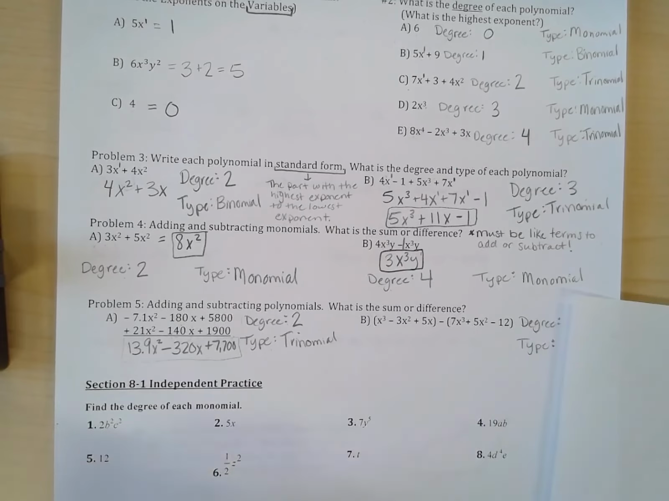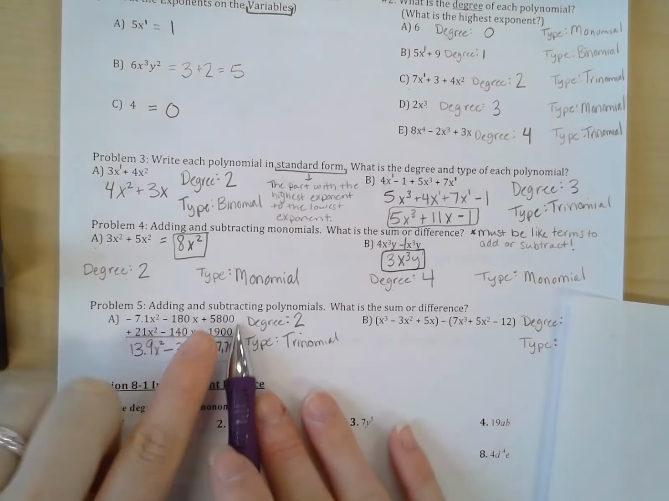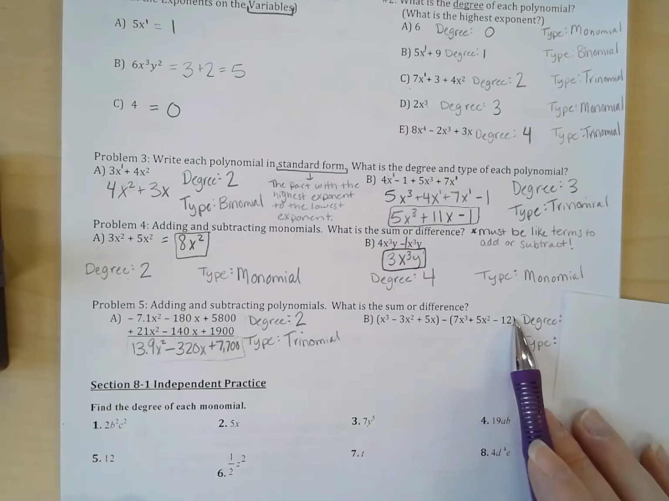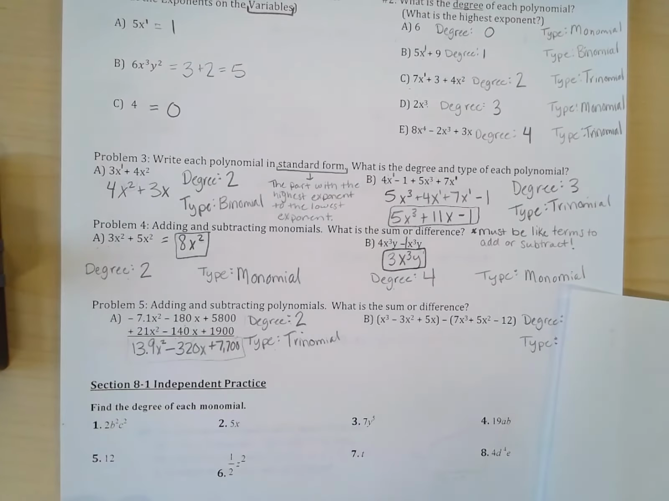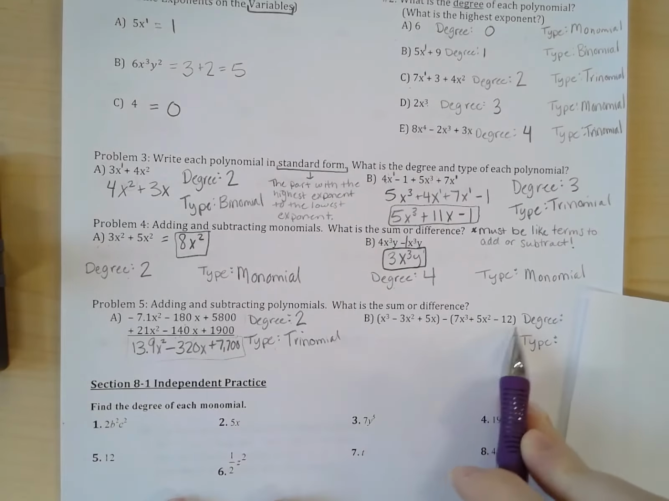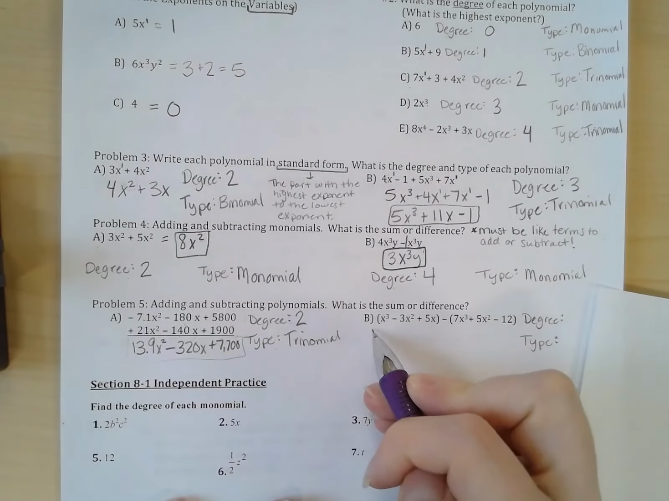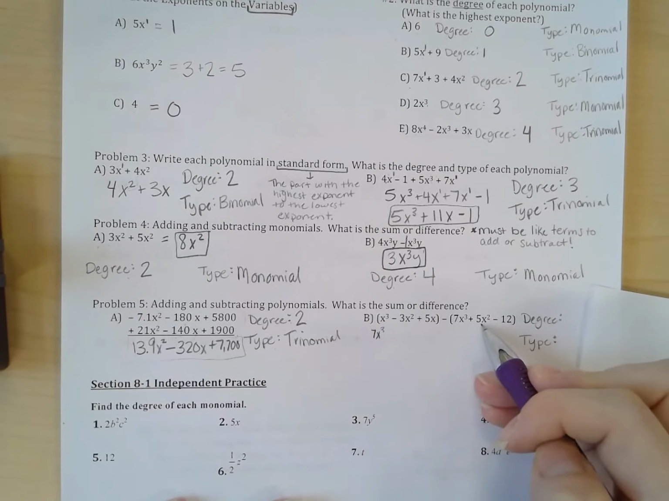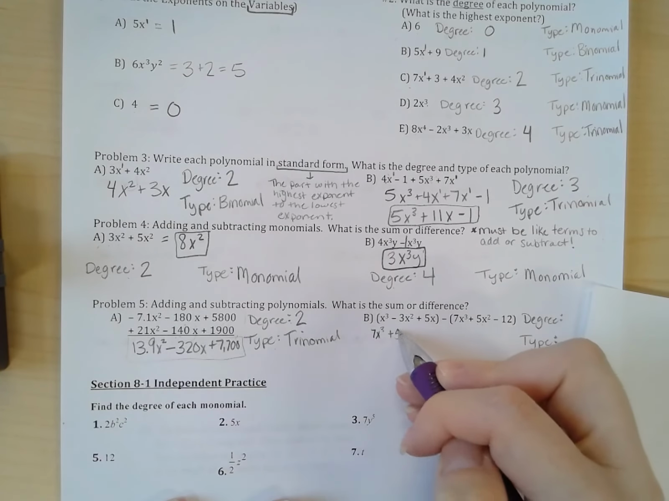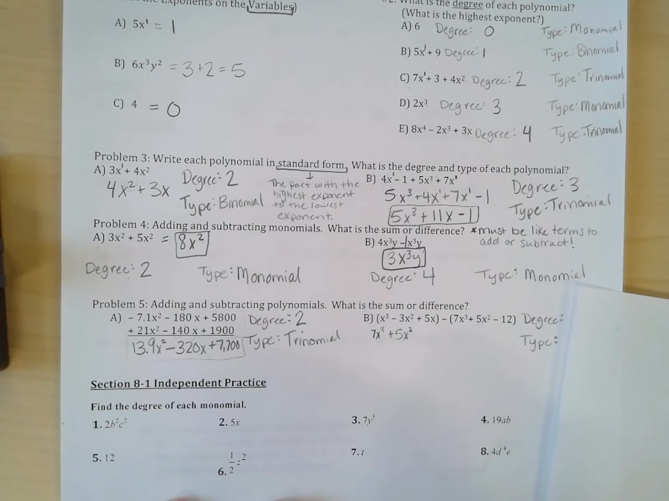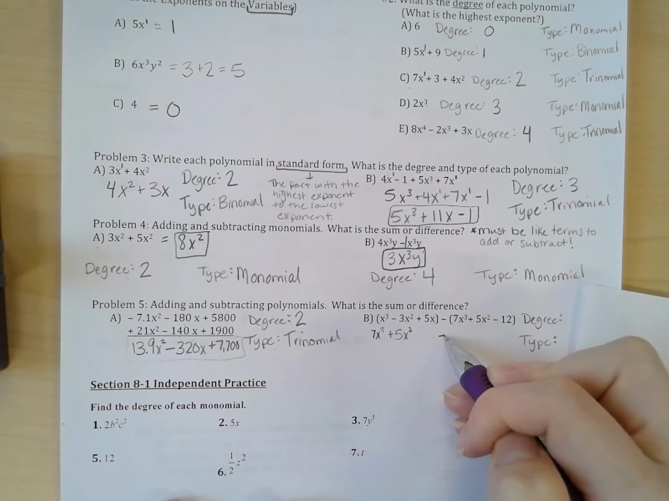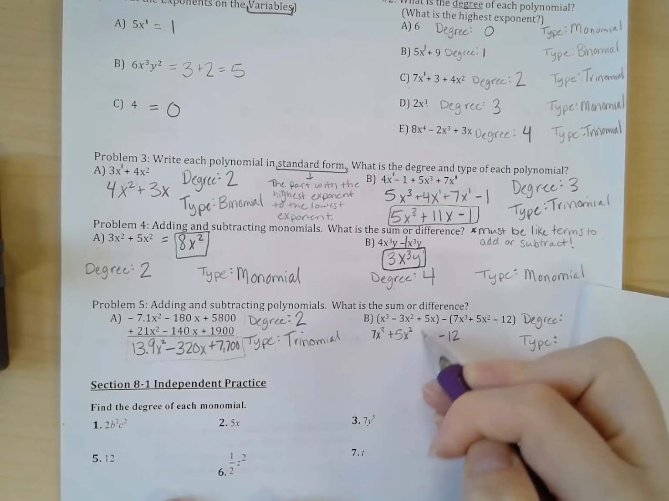Problem B looks a little bit different. Instead of lining up nicely like problem A, it is written out horizontally. Now, I don't like this, so I'm actually going to rewrite all of this underneath, and I'm going to make sure to line it up. So 7x to the third matches up under x to the thirds. Plus 5x to the second goes under the x to the seconds. Minus 12 doesn't have an x on it, so I have to write it after the 5x. I leave a gap here.